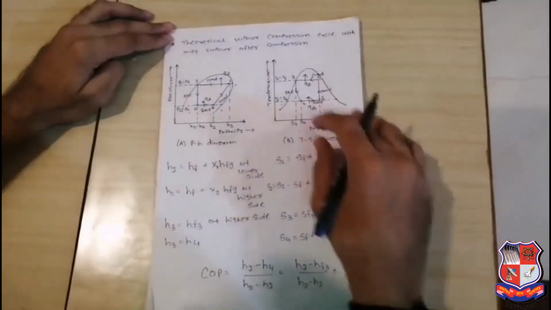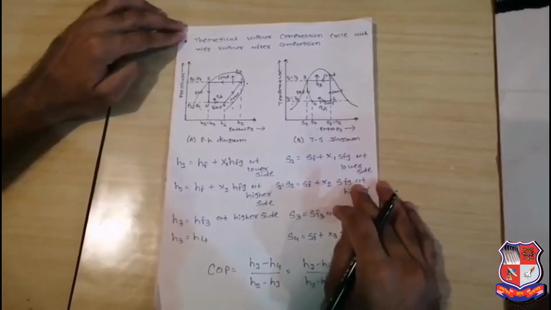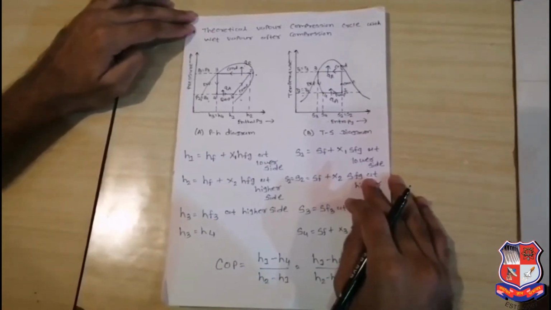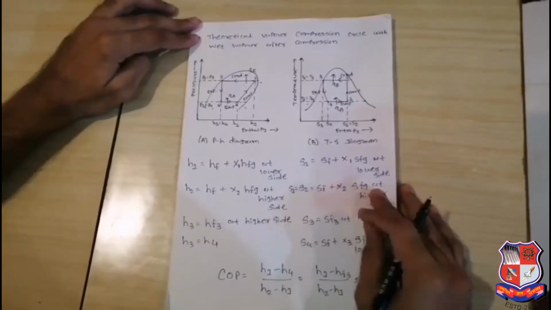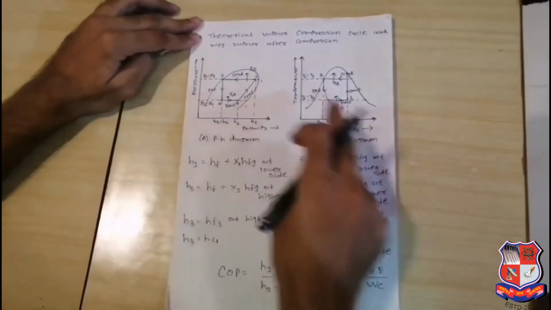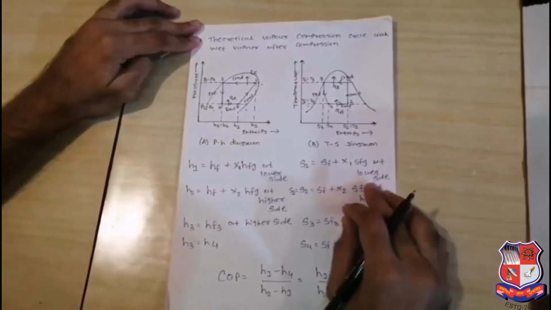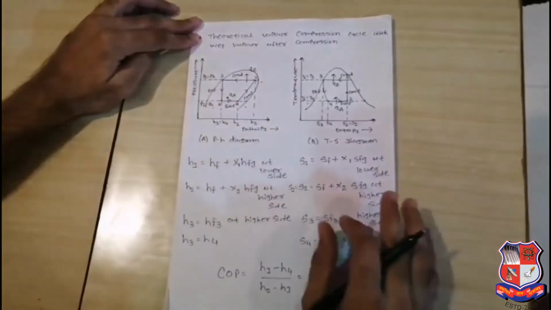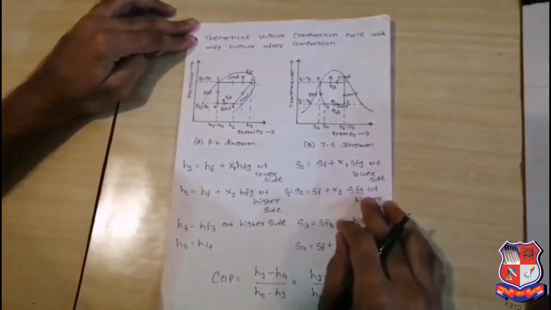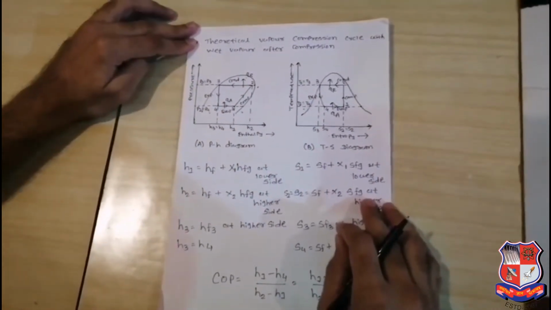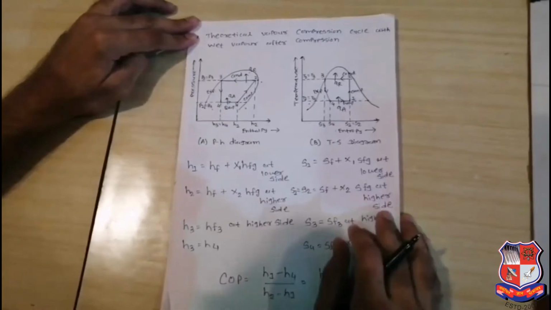Now we discuss case 2: theoretical vapor compression cycle with wet vapor after compression. First of all, you can draw the pH and TS diagrams similar to case 1. I already discussed the subcooling region, superheated region, and wet region for the pH diagram as well as the TS diagram. So we can directly start case 2.